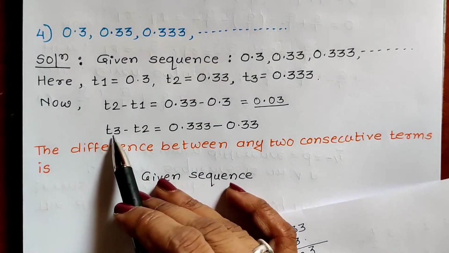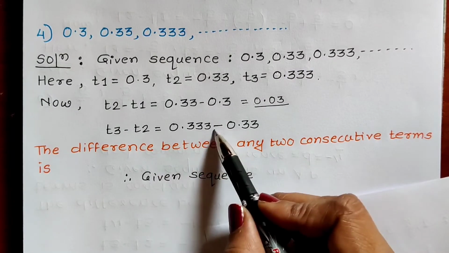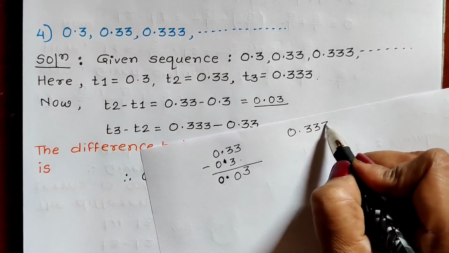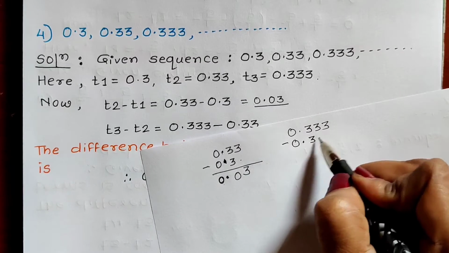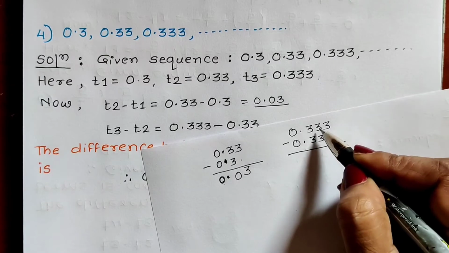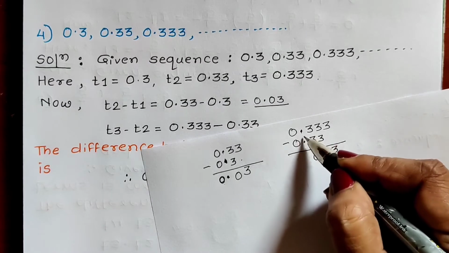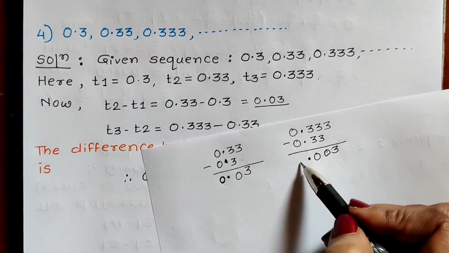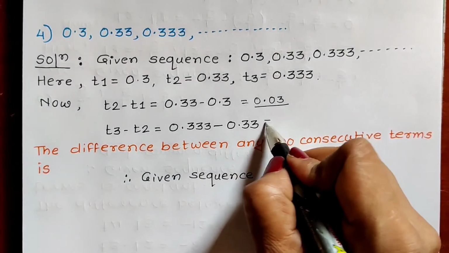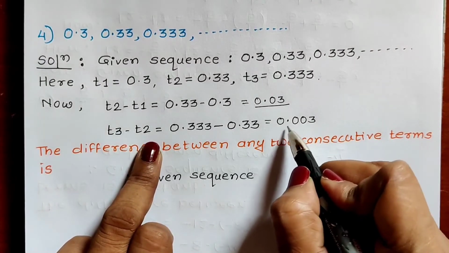Now let us see what will be the answer of T3 minus T2. T3 is 0.333 and T2 is 0.33. So let us write 0.333 minus 0.33. Let us do this subtraction. 3 as it is we have to put down. Now 3 minus 3 is 0. 3 minus 3 is 0. And below this point we have to write point and this 0 as it is. So the answer is 0.003. Answer of T3 minus T2 is 0.003.